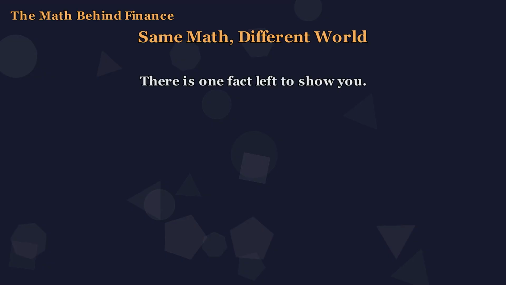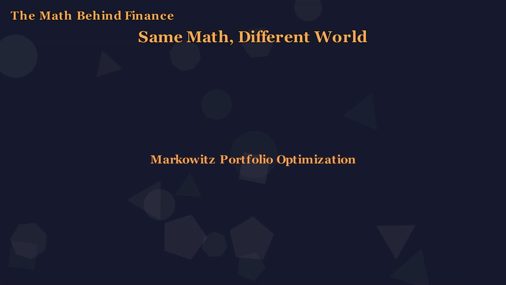There is one fact left to show you. It is the deepest result of this episode, and possibly the deepest in the entire field. We have built our portfolio theory around this. Minimize W transpose sigma W minus gamma mu transpose W. A quadratic objective with a positive semi-definite matrix, a linear term, one equality constraint. Hold this equation in your mind for a moment.